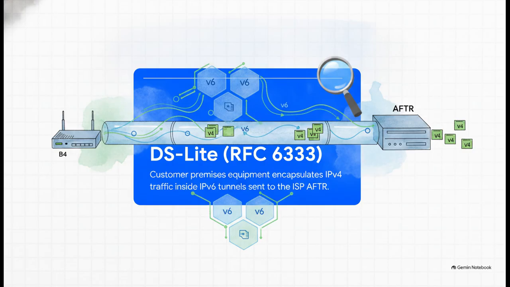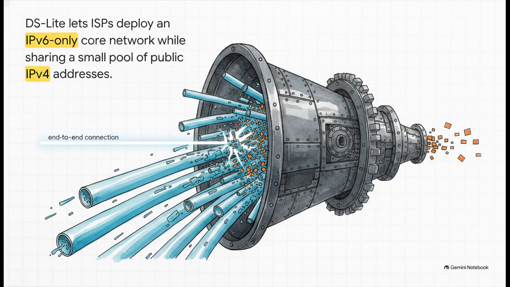In this architecture, the customer's router, the CPE, uses a B4 element to encapsulate the subscriber's IPv4 traffic inside an IPv6 tunnel. This tunnel is then fired straight through the IPv6 core network to the ISP's Address Family Transition Router, or AFTR. At the AFTR, the packet gets decapsulated, and a massive carrier-grade NAT44 is performed. This beautifully solves the ISP's IPv4 exhaustion problem, letting them share a tiny pool of public IPv4 addresses across thousands of customers while running a clean, modern IPv6-only core. But for us security architects, you have to understand that this entirely breaks end-to-end integrity because of that centralized NAT component.